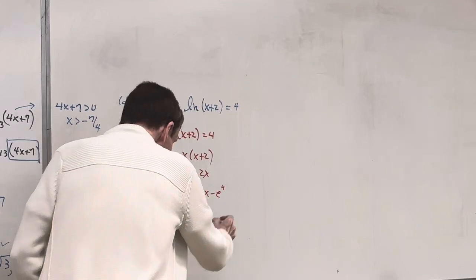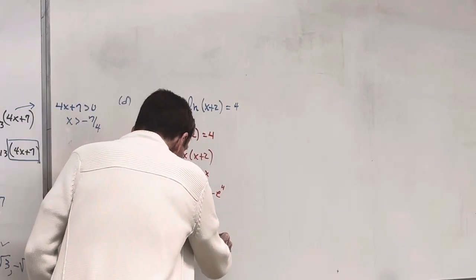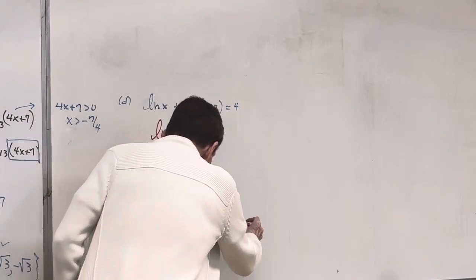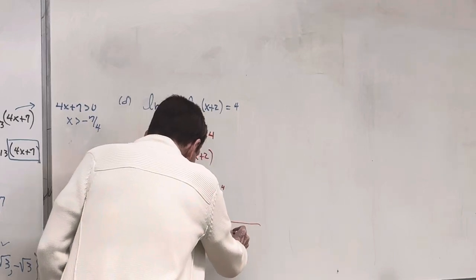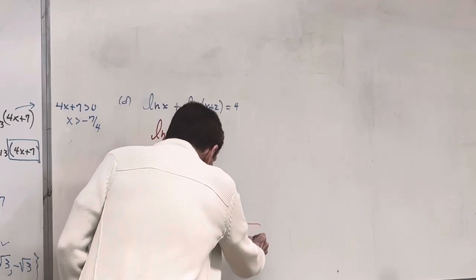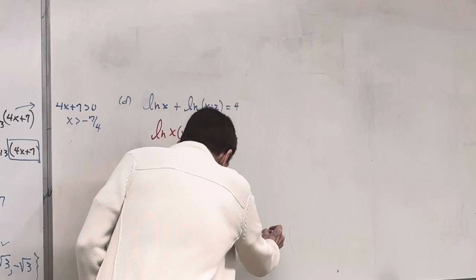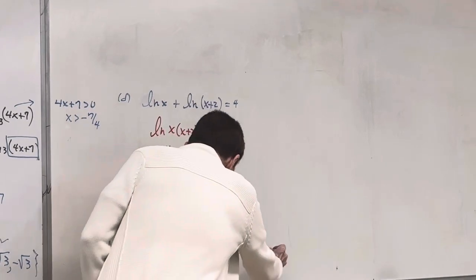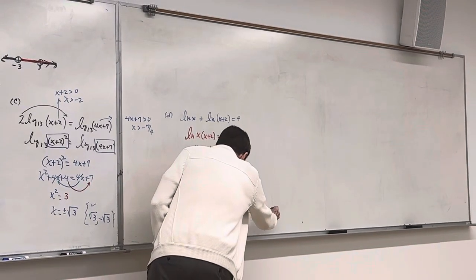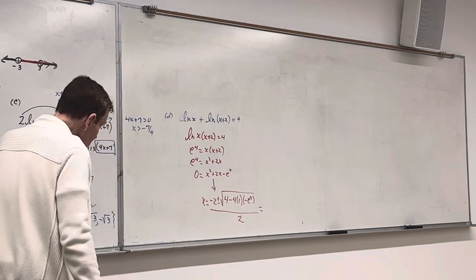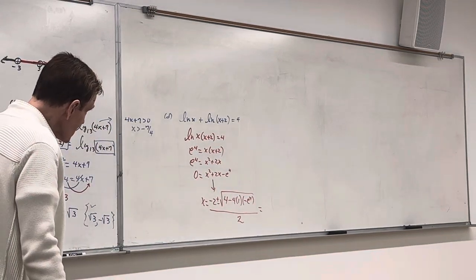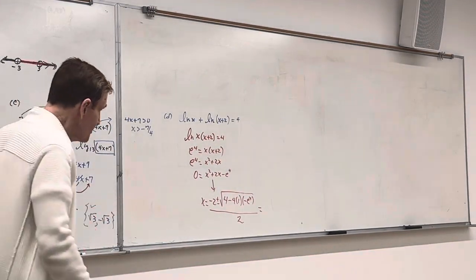X is equal to, by the quadratic formula, -2 plus or minus the square root of b squared, which is 4, subtract 4 times 1 times the negative e to the 4th, for goodness sakes, do not let me mess up on this, all over 2. Let's step back and look at it. Do you guys agree? Did I put everything in correctly?